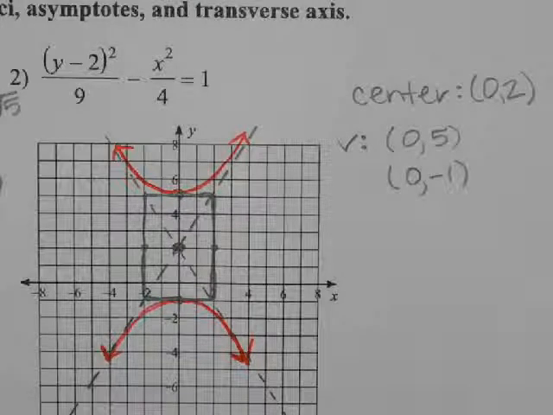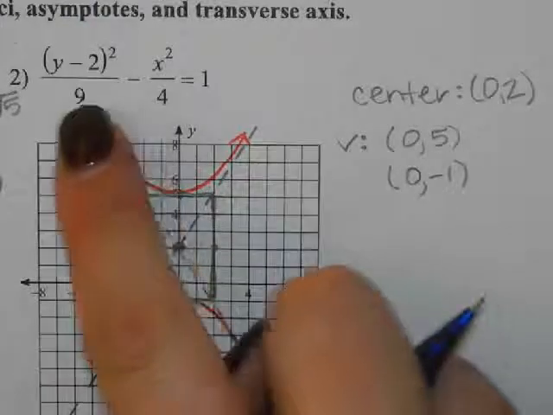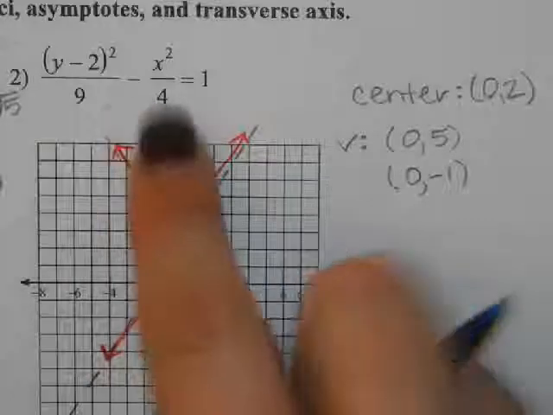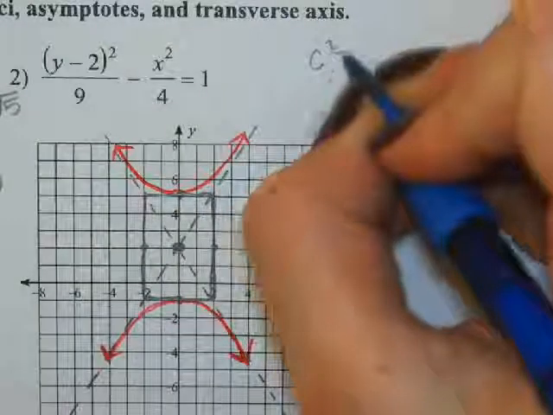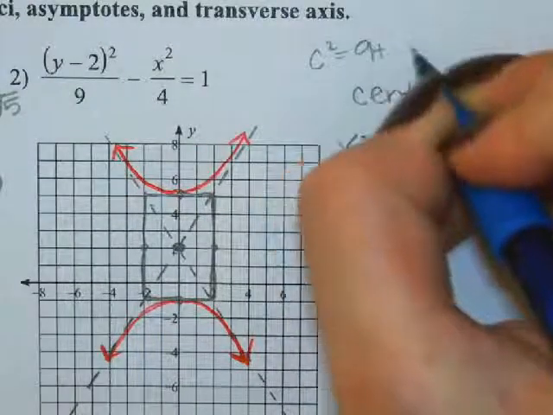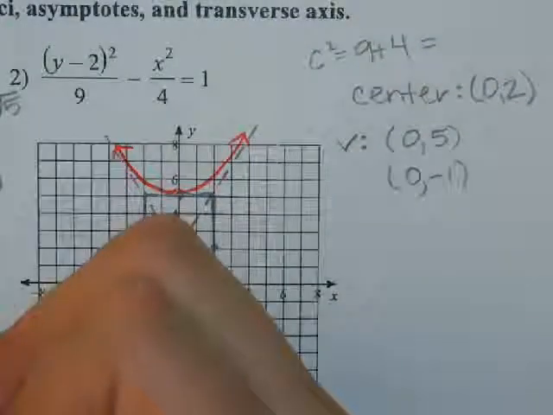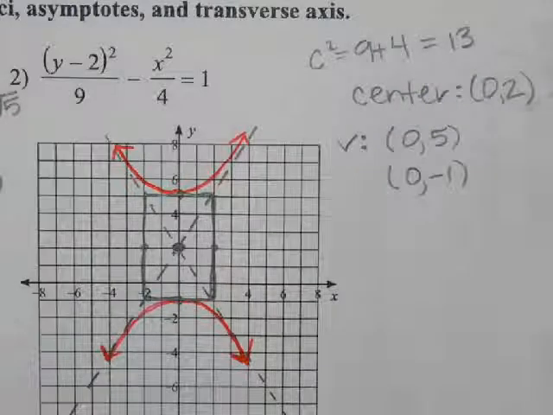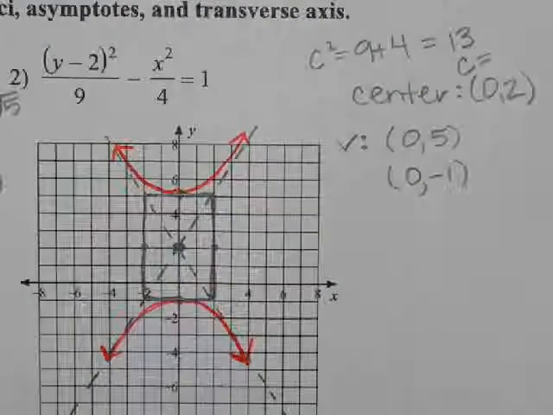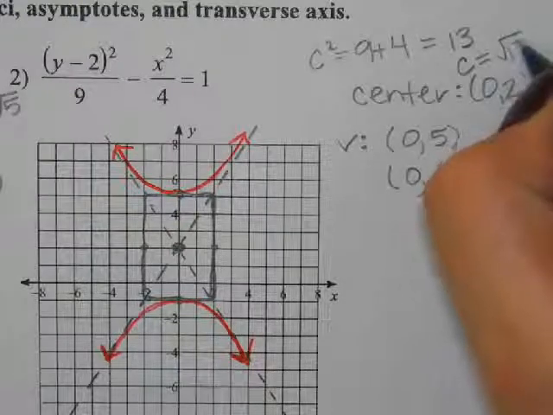How do we find the C value? So we're going to add these two together. So C squared is going to equal 9 plus 4, which is 13. And so C equals square root of 13. Perfect.